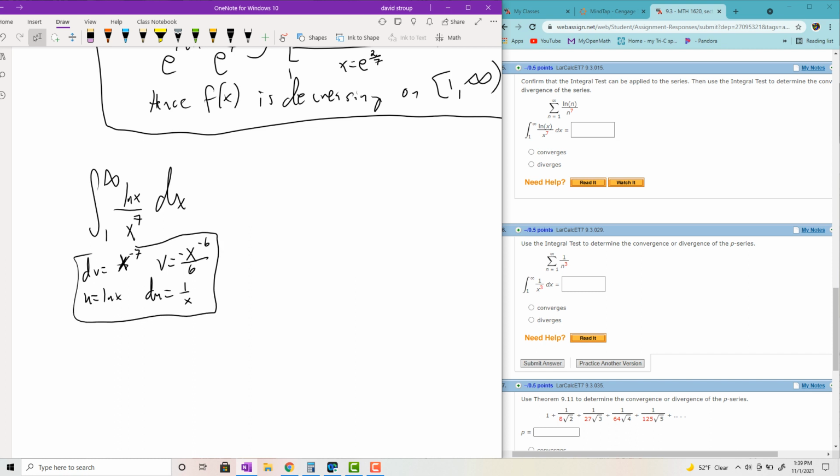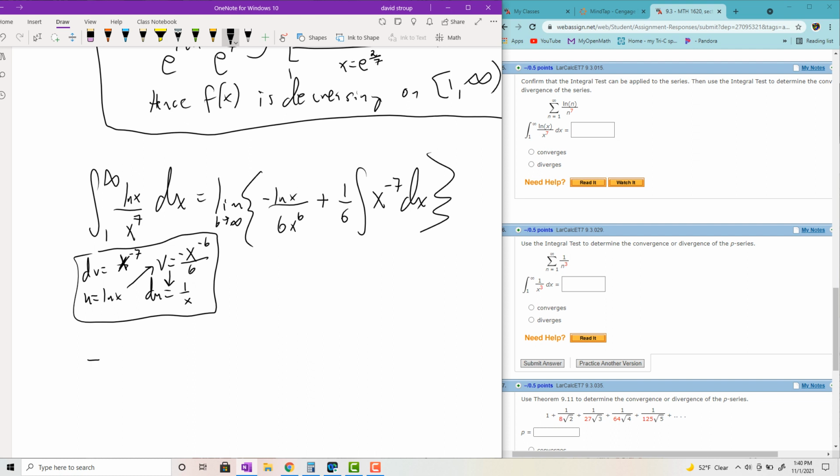Okay, so let's rewrite it. Change it to a limit as b goes to infinity of the integral from 1 to b of this. So actually we need to erase this and do the integration by parts. Okay, so I got this times this, so negative ln x all over 6x to the 6, then minus the integral of that times that, so it'll become a plus. There's a 1/6 to pull out, and then you have x to the negative 7 dx. That should be easy enough to do.